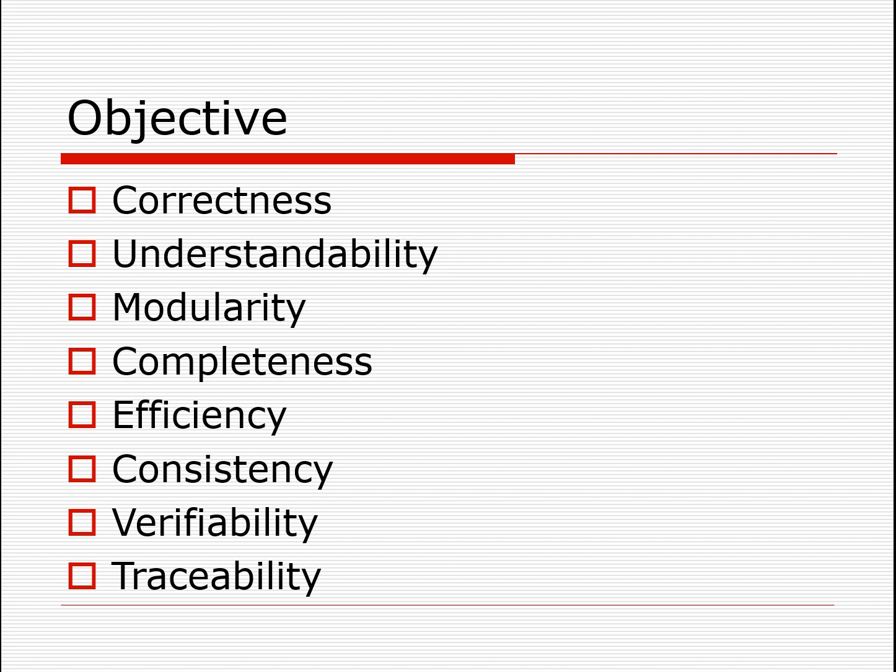Next is consistency. The design should follow consistency through the system, so it should consistently perform our required result. Verifiability: the design should be correct and verifiable, meaning easily applicable. Last is traceability. The design should be traceable, so that design verification becomes easy. So these are the various objectives which we consider whenever we start the designing process.